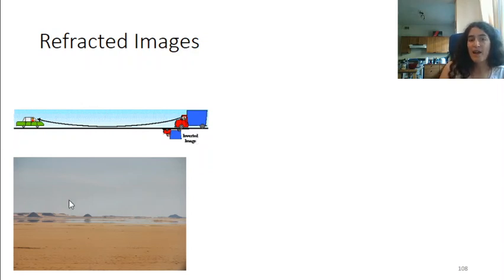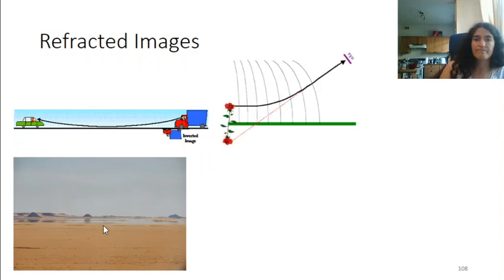So what's happening actually with this mirage is that you're not seeing directly ahead, you're actually seeing the sky, and the image of the sky is bending towards you, and so it looks like there's water on the ground when there really isn't.